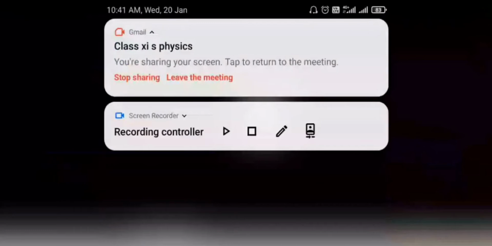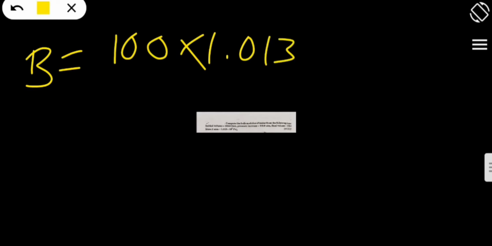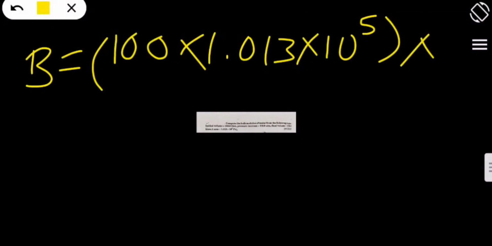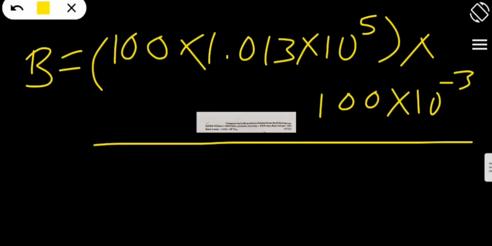Okay, so now let me place the values. B is equal to PV by delta V. P is how much? Pressure 100 into 1.013 into 10 to the power 5, multiplied with V. V is the initial volume. What is the initial volume? 100 into 10 to the power minus 3. You can see the given data, whole divided by delta V.